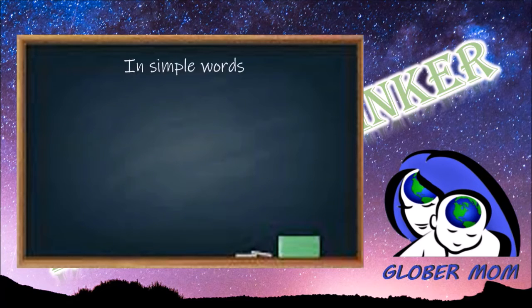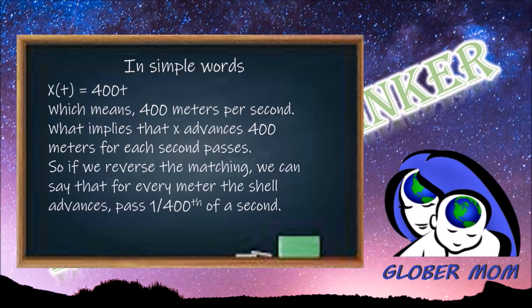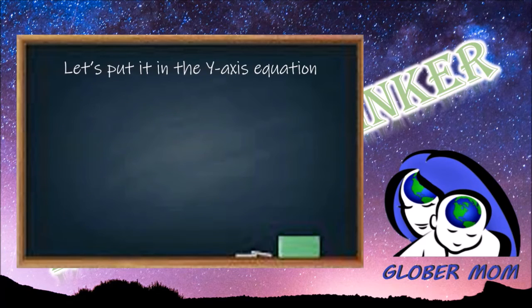So if x of t equals 400t, or in simple words, the speed of the x-axis is 400 meters per second, we can simplify it and say that x actually advances 400 units of distance for each unit of time. In order to reverse the direction, we can basically say that for every 1 unit of distance, 1/400 units of time pass. So in mathematical terms, it is written like this: t of x equals x over 400. Now, after we switched between x and t, we'll put the new t in the y-axis equation.